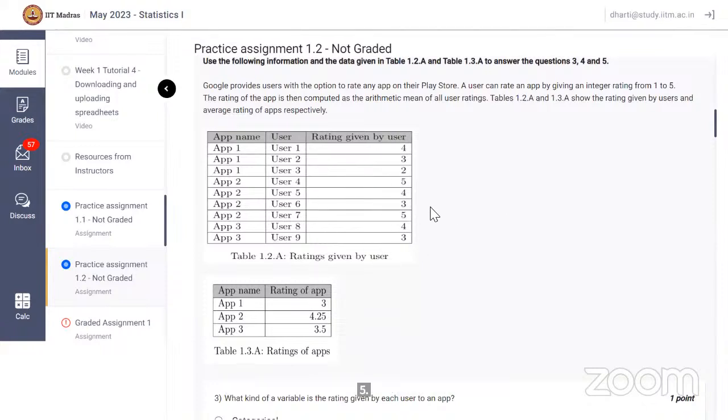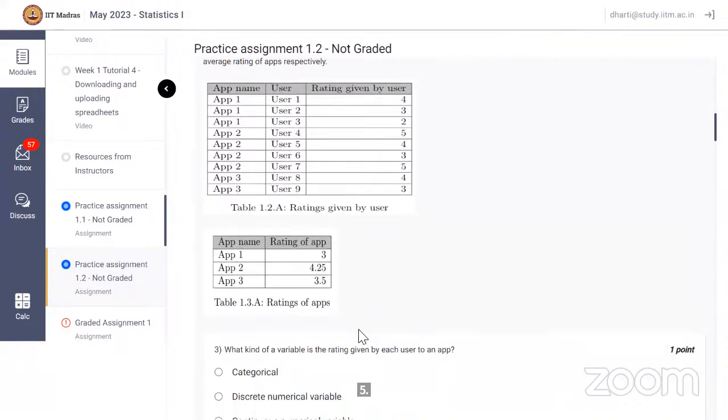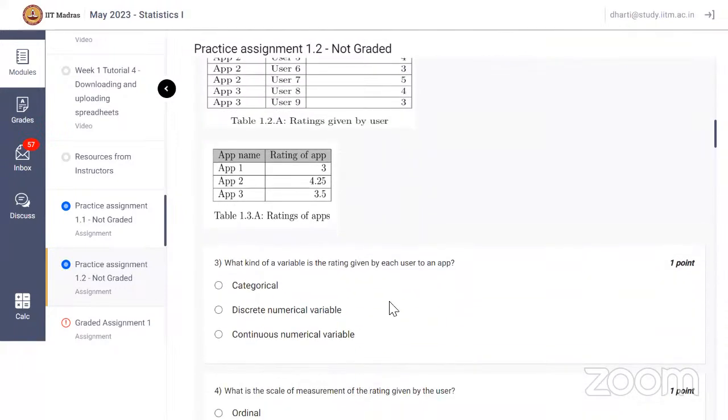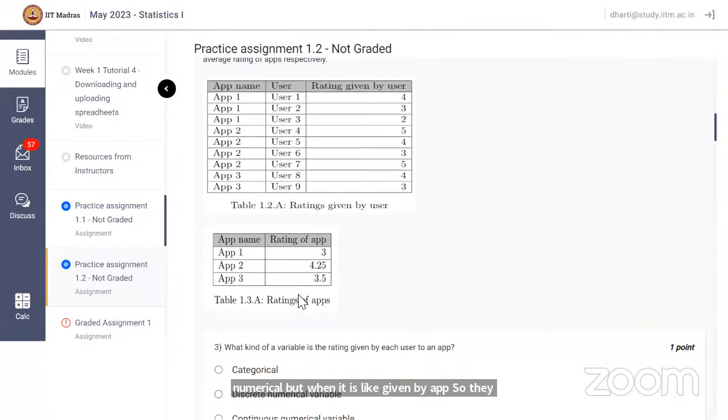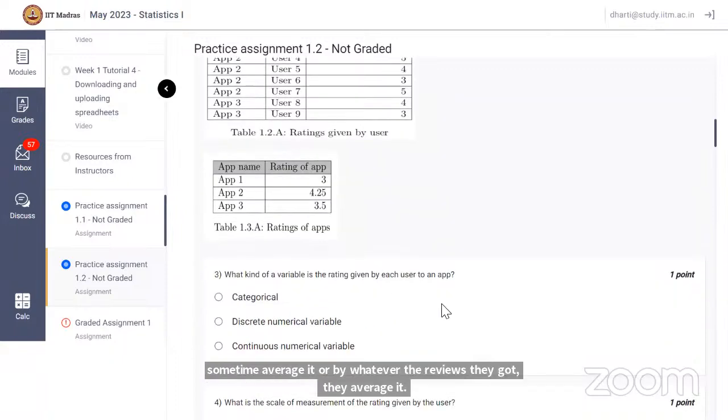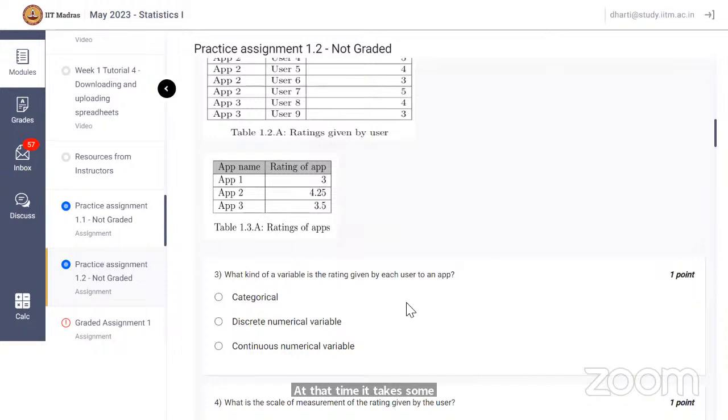Okay, just a minute. This is the rating given by users, and this is the rating given by apps. So what kind of variable is it? See, the rating you might have seen in the 1, 2, 3 format only, like this user, then it is just discrete numerical. But when it is given by an app, sometimes they average it, by whatever reviews they got. At that time, it takes a continuous numerical kind of format also.